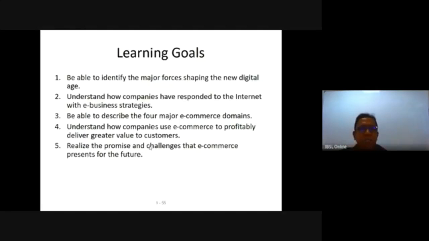Marketing in the digital stage. Be able to identify, this is another channel. Be able to identify the major forces shaping the new digital age. Understand how companies have responded to the internet with e-business strategies. Be able to describe the 4 major e-commerce domains. Understand how companies use e-commerce to profitably deliver greater value to customers. Realize the promise and challenges that e-commerce presents for the future.